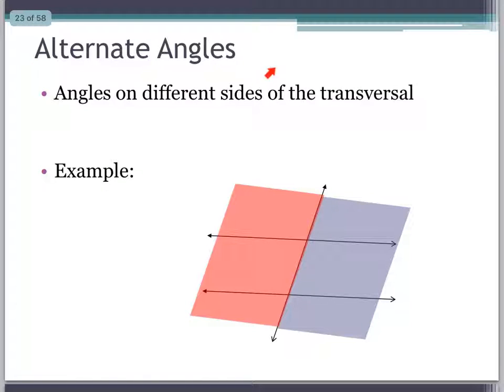Now this word is alternate angles. Now alternate does not mean equal. It just means angles that are on different sides of the transversal. So again, here's my transversal. Here's my two parallel lines. So all these angles over here are alternate of the angles over here. So they're alternate on opposite sides of the transversal. It makes them alternate. It has nothing to do with being equal.